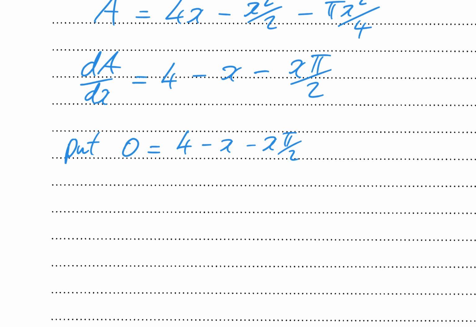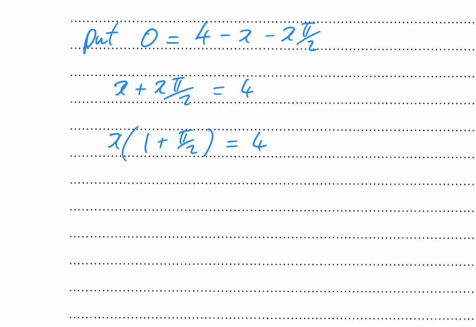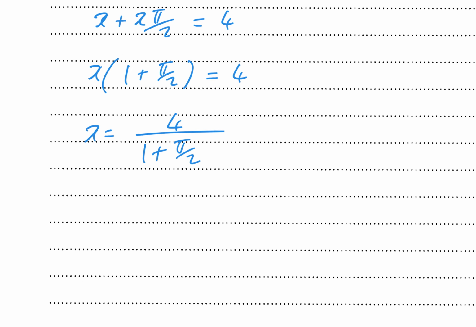And I'm going to bring the x's across to the other side. That's what I'll have for my x's, is equal to 4. And then I will factorize. So that's going to be 1 plus pi over 2 is equal to 4, which means x is equal to 4 over 1 plus pi over 2. And what you could do to make life a wee bit nicer is multiply top and bottom by 2 to give you 8 over 2 plus pi.